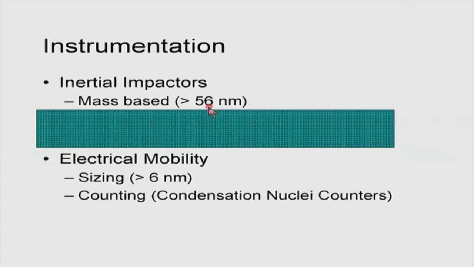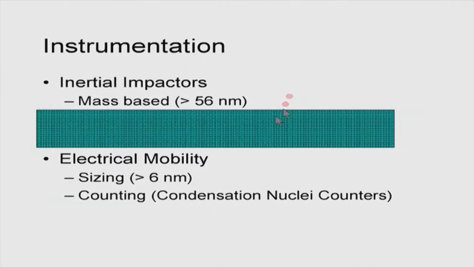We can go all the way: anything greater than 56 nanometers can be impacted out. Anything smaller than 56 nanometers gets small enough that you can't differentiate between ants and elephants in terms of inertia. Anything larger than 56 nanometers is commercially available. I believe there is another cascade impactor which goes even smaller than 56 nanometers, but I haven't had a chance to check it out. So inertial impactors, everybody, very simple, very routinely used.